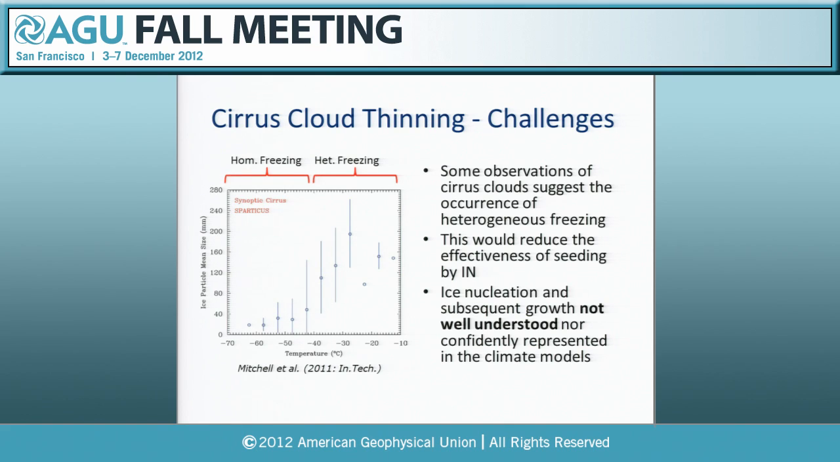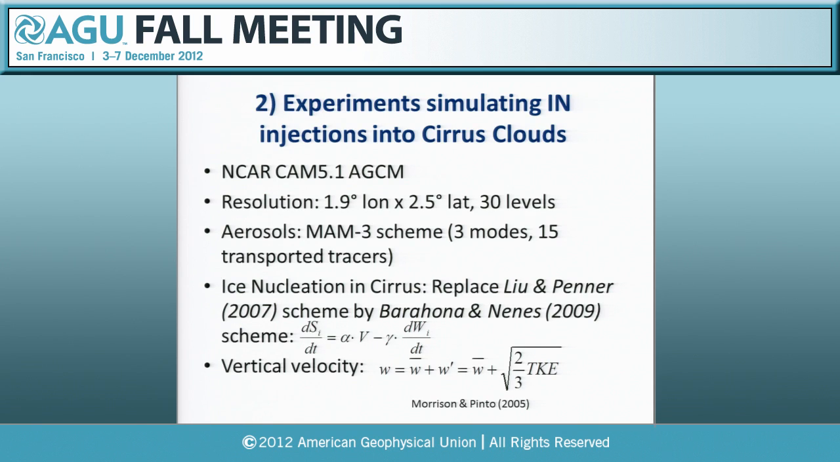And there's some observational support for this, as shown in this figure. We see that around minus 40 degrees there's a tendency for certain ice crystal properties to change, indicating that this may be a regime dominated by homogeneous freezing, and this a regime dominated by heterogeneous freezing. So the idea is then to go into this regime and force it to behave more like that regime by the injection. And I'm going to show you results from experiments running with CAM5.